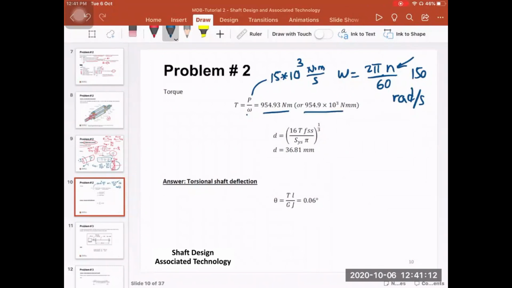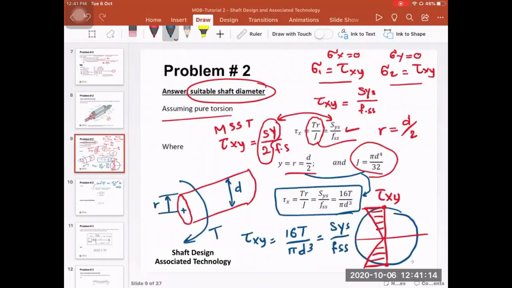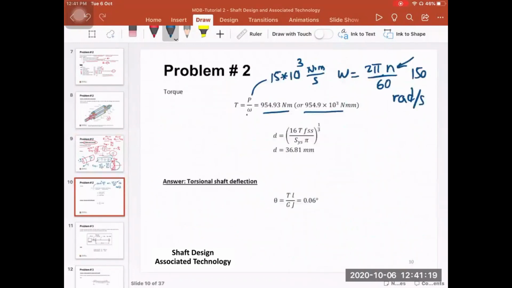And then use this equation from here. You can just simply rearrange the equation to have the diameter as 16 multiplied by the torque multiplied by the factor of safety over the S yield in shear. As I said, S yield in shear is just simply 0.5 multiplied by S yield. S yield is given based on the material. The factor of safety for general applications is considered as 2. Then the diameter can be calculated using this equation.